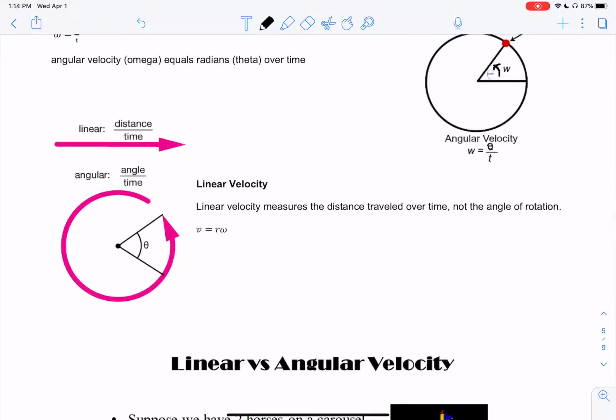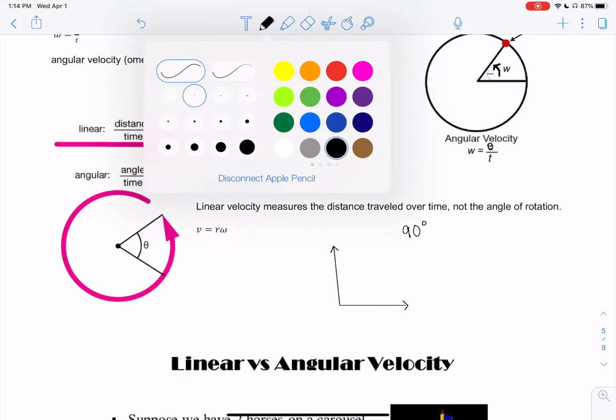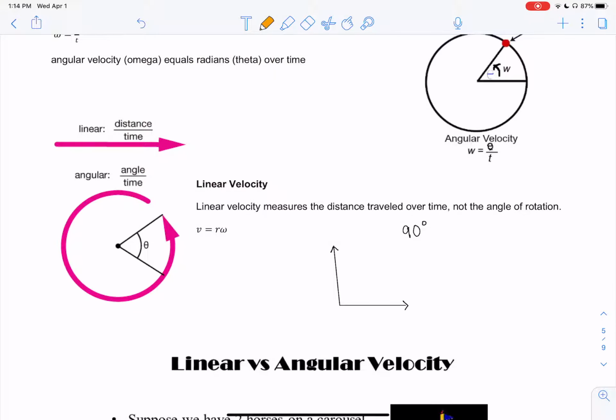So I'm just going to sketch that here in my notes. I'm going to make a 90-degree angle, and we know that this is 90 degrees. So if we have a question on angular velocity for perhaps somebody traveling through that 90 degrees, their angular velocity is going to involve 90 degrees.